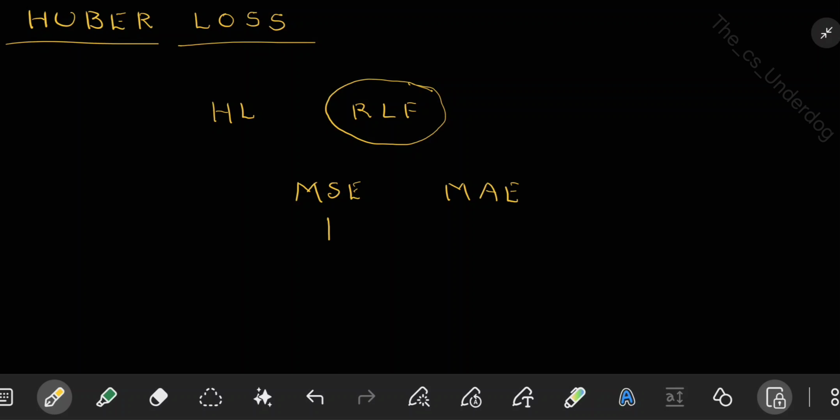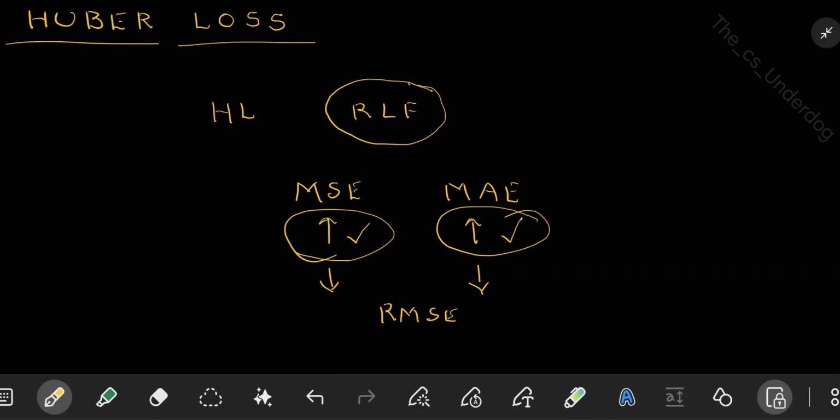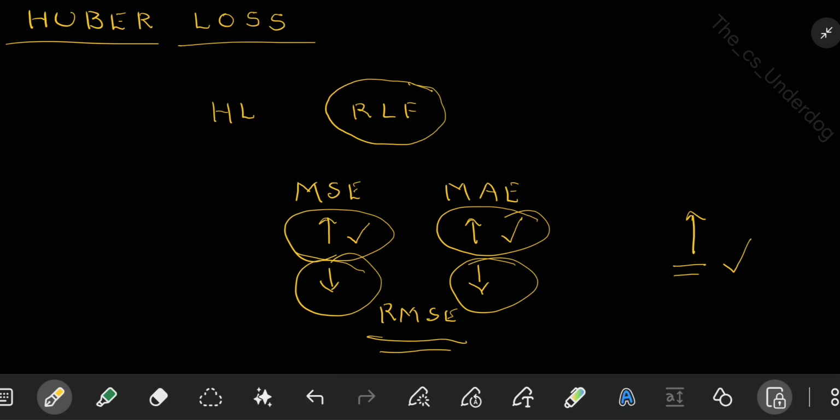Then we saw that MSE has some positives, MAE also has some positives, this has some negatives, this also has some negatives. Then we came up with RMSE, which tried to keep both the positives and tried to eliminate both the negatives. It was successful to an extent, but what is the problem with RMSE? The problem was that in case of RMSE, larger errors were always penalized heavily. So this problem you were not able to eliminate.